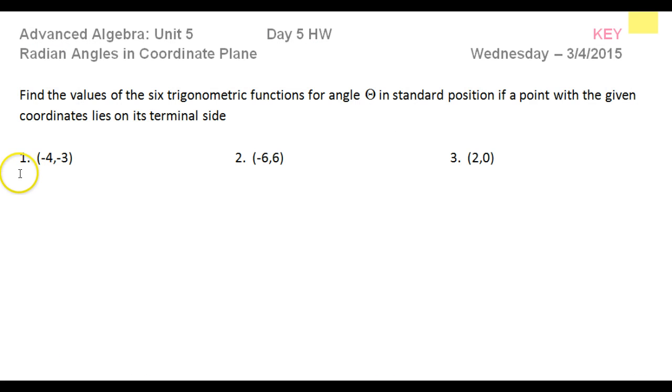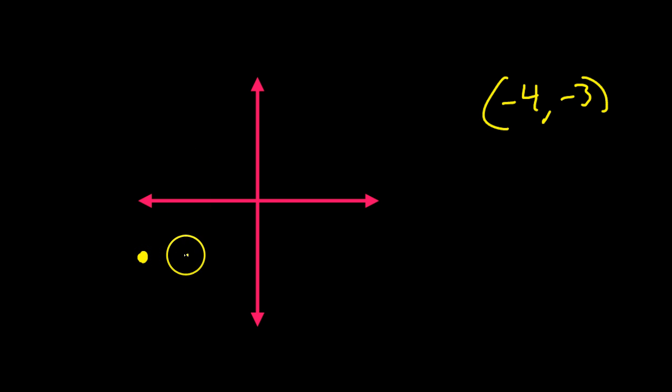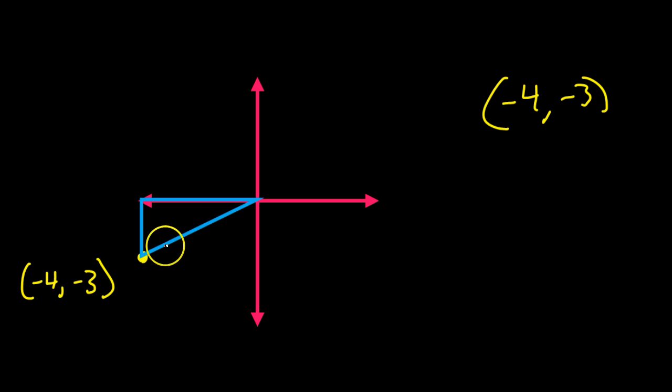All right, for problem number 1, we have -4, comma, -3. Now, that point is -4 to the left and -3 down. So it's going to be somewhere in this quadrant. All right, 1, 2, 3, this is the third quadrant. So this is my point -4, comma, -3. Okay, let's make a triangle out of it and look at the reference angle.